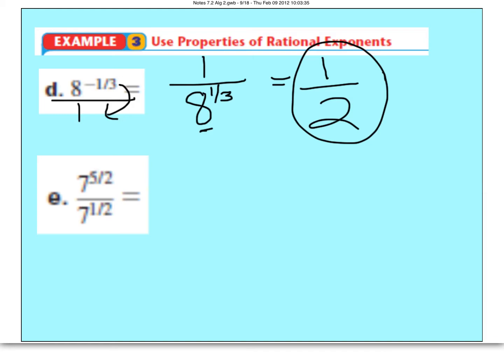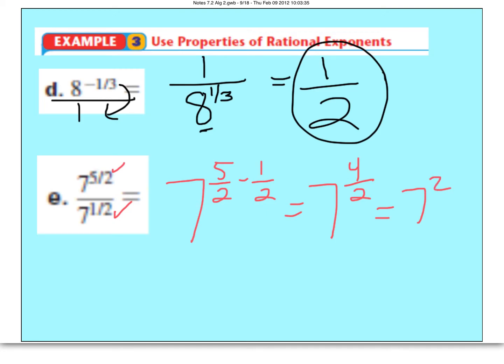Letter E, it's division, so what I'm going to do is take this exponent and subtract this one from it. So I'm going to write 7 to the 5/2 minus 1/2. It's already a common denominator, so 5 minus 1 is 4. The 2 just stays there. 4 divided by 2 is 2. 7 squared is 7 times 7, which is 49.